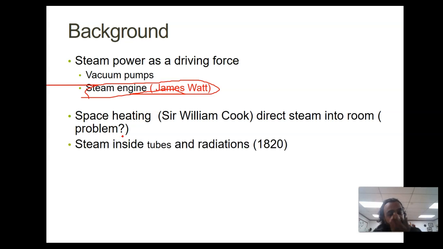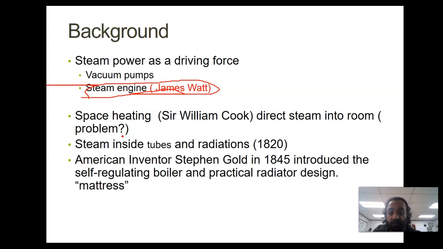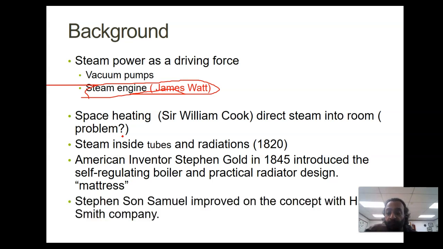So then we thought about putting steam inside tubes and radiating heat using radiators. That started in the 1820s. Then the American inventor Stephen Gould in 1845 introduced the self-regulating boiler and the practical radiator design, which was called the mattress, because it does look like a mattress, like loops of tubes connected to each other and steam going through it. And we still actually have a lot of these steam systems in practice now.